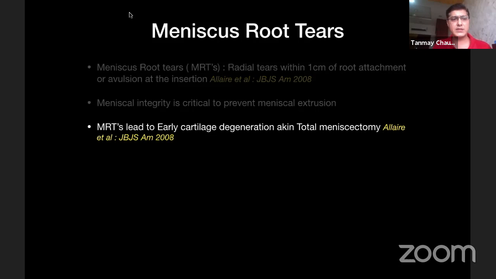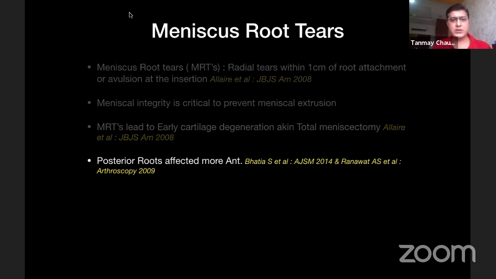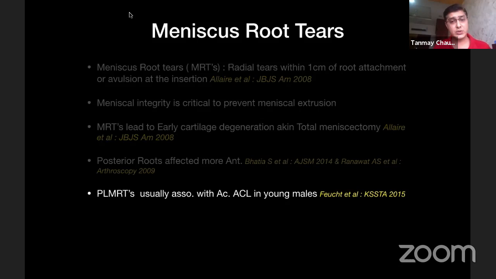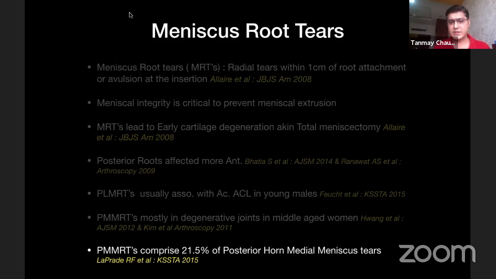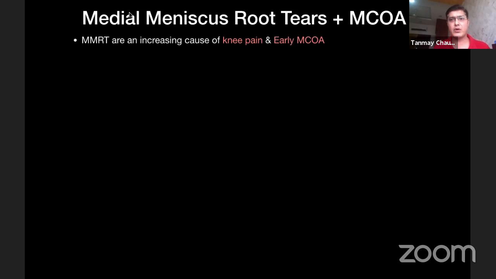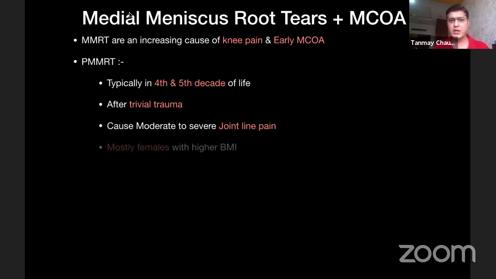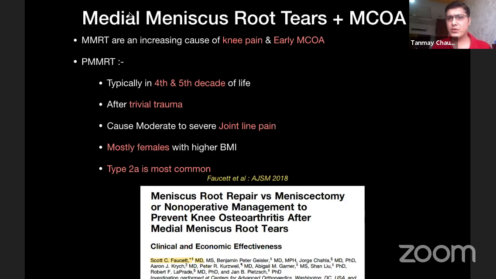We already know that meniscal root tears lead to early cartilage degeneration. The posterior roots are affected more than the anterior ones. The posterior lateral meniscal root tears are mostly associated with acute ACL injuries in young males, while the posterior medial meniscus root tears are mostly in degenerative joints, which we are going to talk about today. They are most common in middle-aged women and comprise 21.5% of the posterior horn of the medial meniscus tears. That is quite a number, so we are talking about quite a number of patients today. They usually land up with knee pain in the fourth, fifth decade of life, with some trivial trauma, and present with joint line pain, mostly females. So I would invite Dr. Sachin Tapasvi to take over from here and discuss all the surgical options in such a scenario.